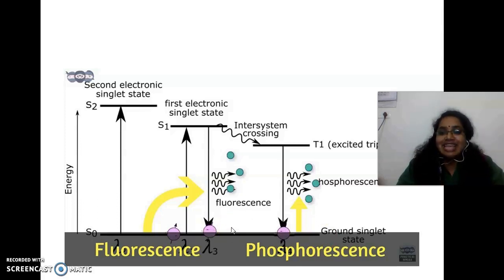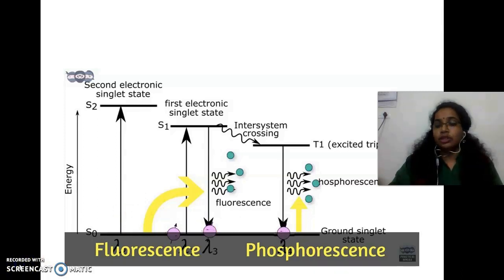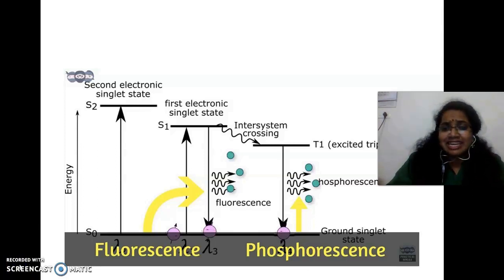During phosphorescence, the emitted light will be of higher wavelength than the incident light and also higher wavelength than the fluorescent light. Okay, that is phosphorescence. So all the photosynthetic pigments show the property called fluorescence. What is the significance of fluorescence in photosynthesis?